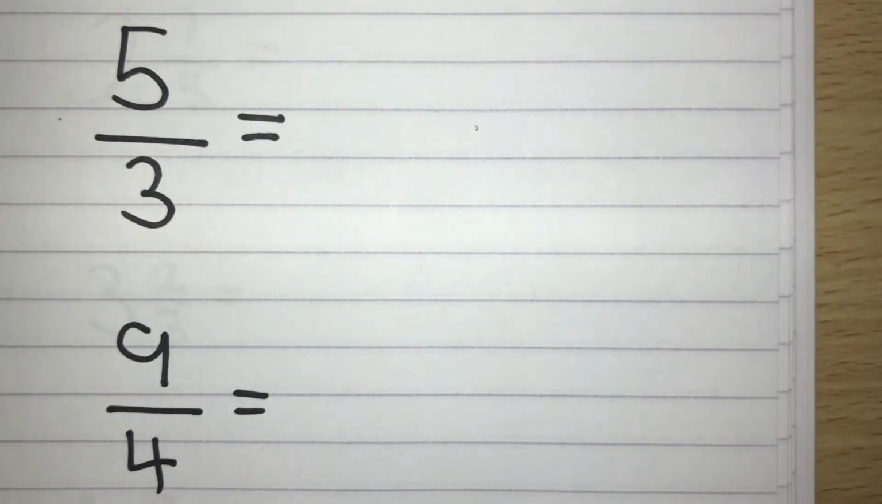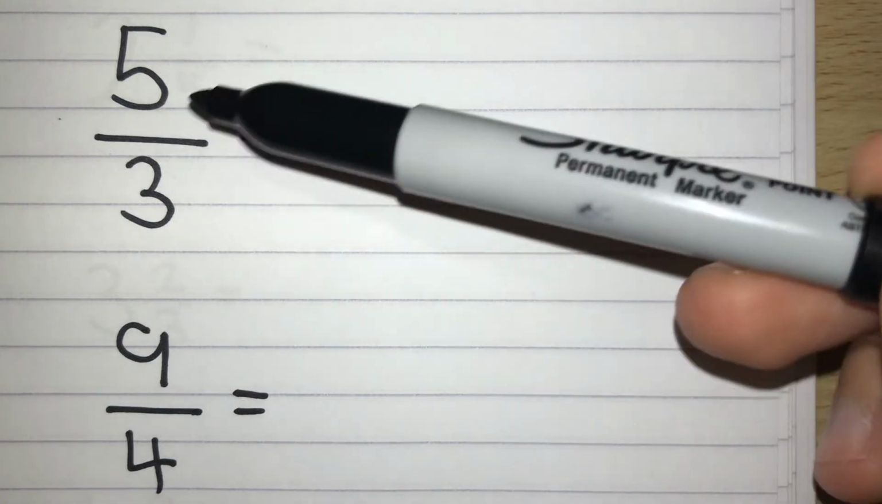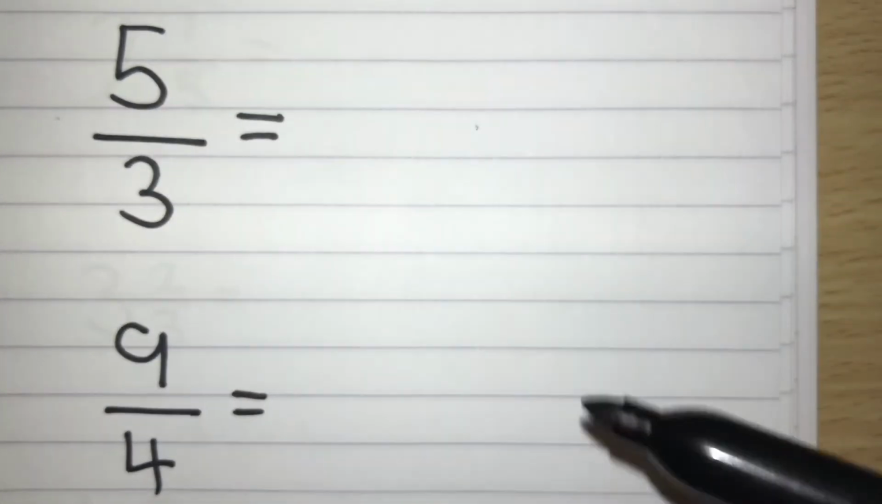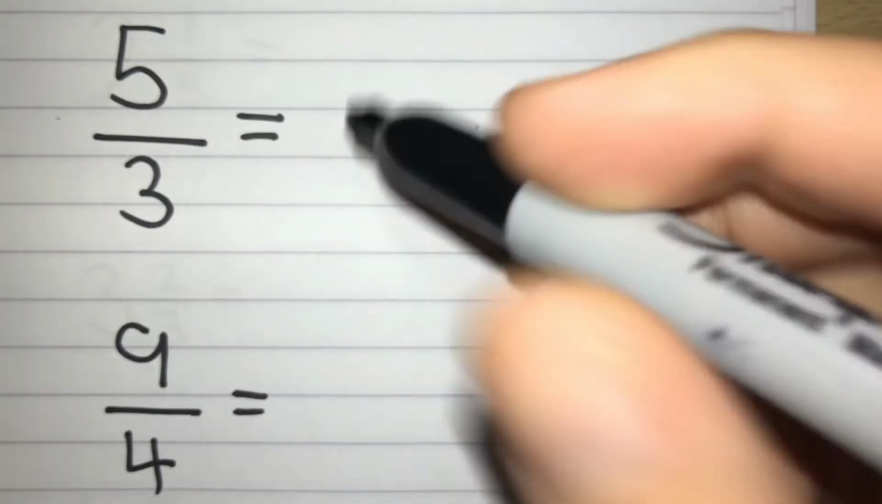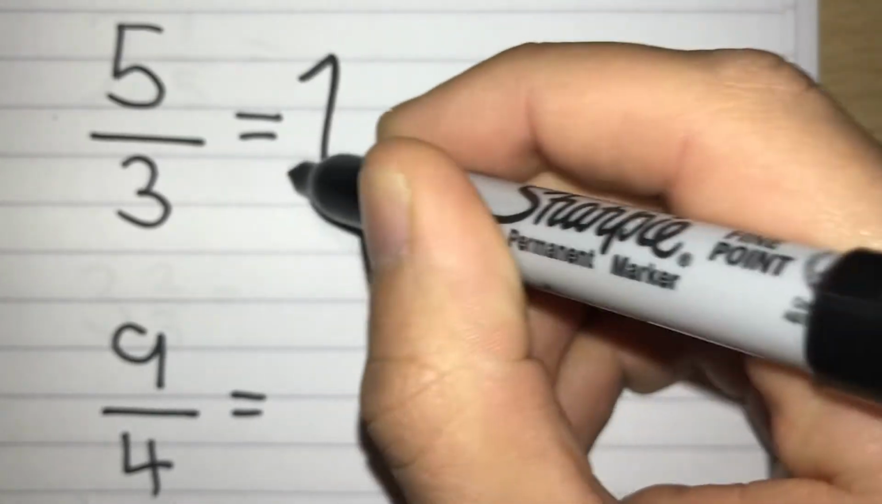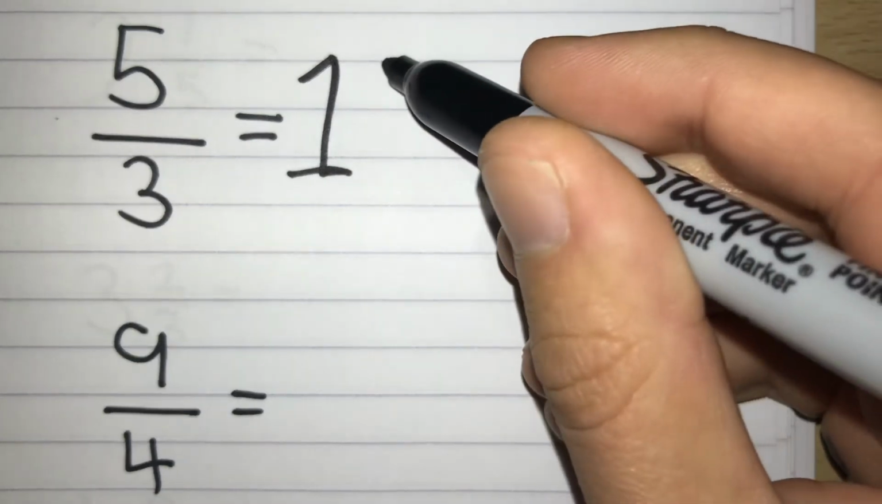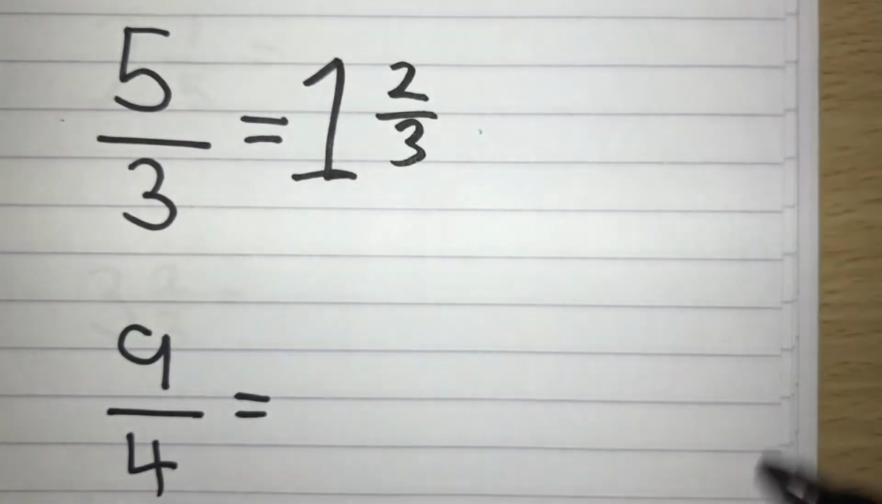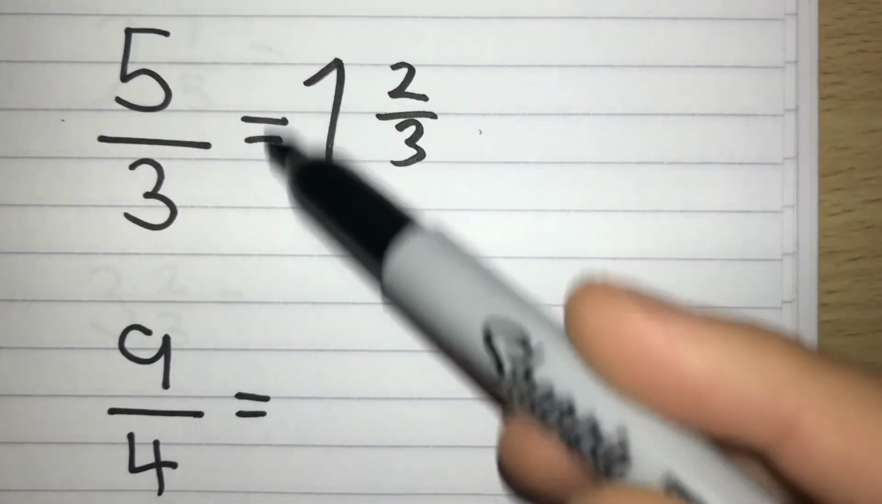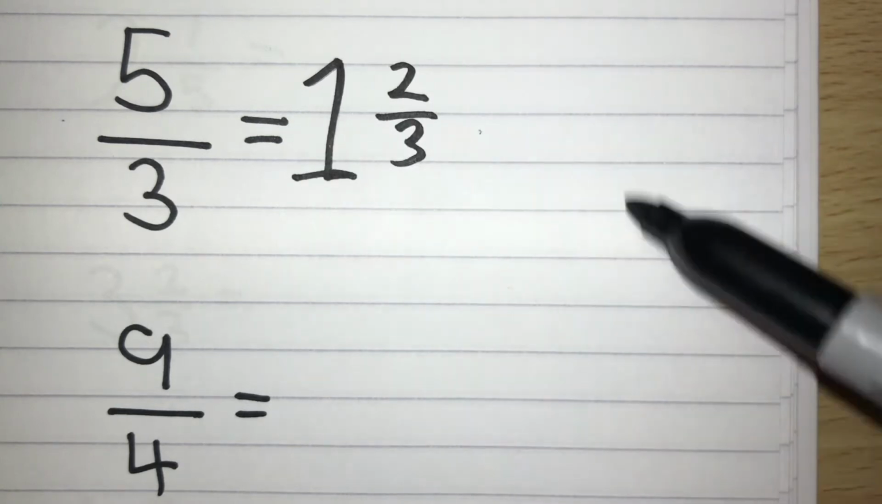Now to turn this into a mixed number, you can think of these as division. So it's 5 divided by 3. If we were to do 5 divided by 3, we would get 1, and we would have 2 left over. So we'd get 1 and 2 thirds, and that would be our mixed number. We've got our big whole number at the front, and we've got our fraction alongside it.